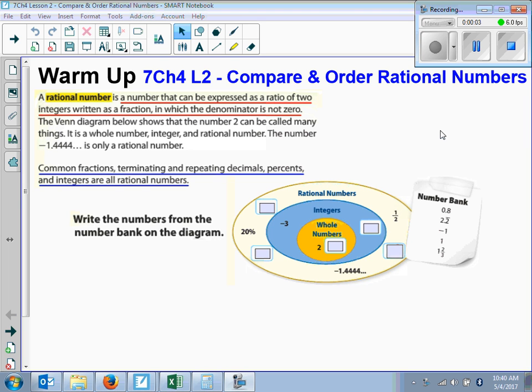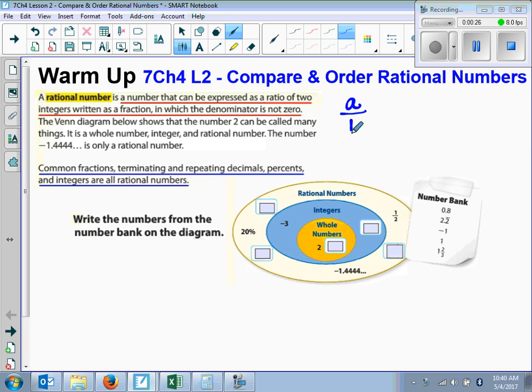So today we're doing Chapter 4, Lesson 2, which is Compare and Order Rational Numbers. Now, a rational number is a number that can be expressed as a ratio of two integers written as a fraction in which the denominator is not 0. So what that means, in math form, is that you have a fraction a over b. If you can write a number as a fraction a over b, and b is not equal to 0, then it's a rational number, okay?